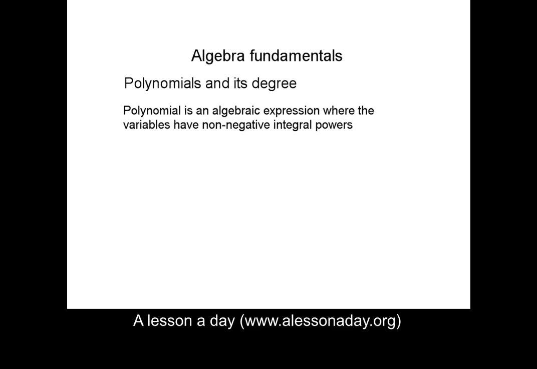What does it mean? As you know, integers are all negative and positive whole numbers including 0. For example, -5, -3, 0, 1, all positive and negative whole numbers, right? But the polynomial should have its variables with non-negative integral powers, meaning you shouldn't have any negative powers for its variables.